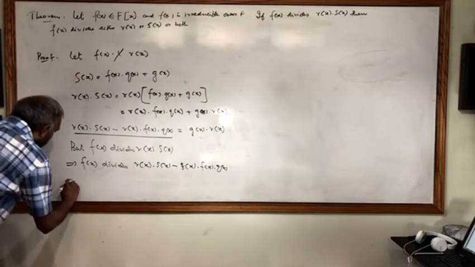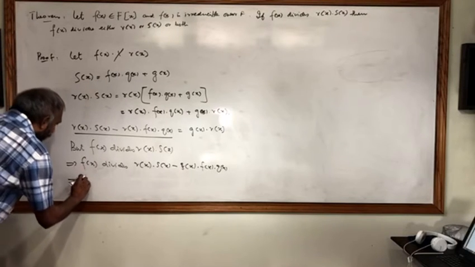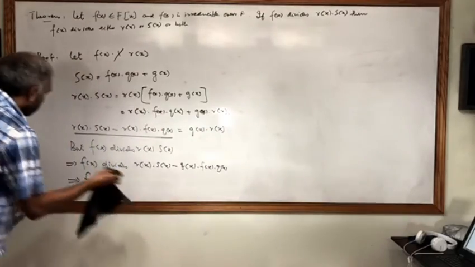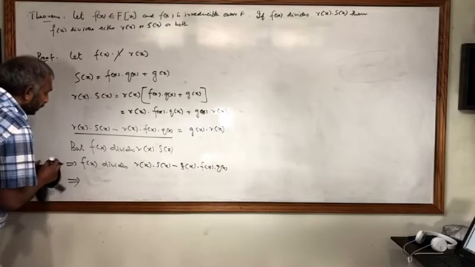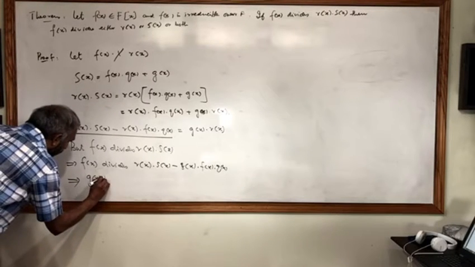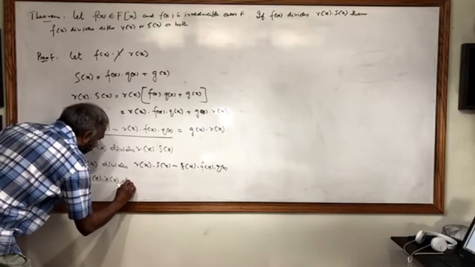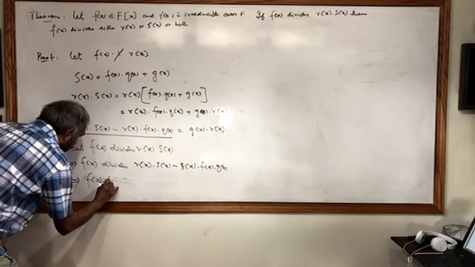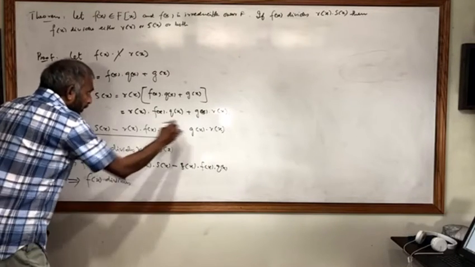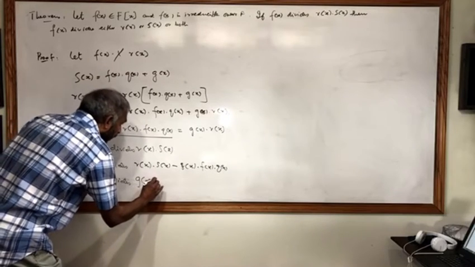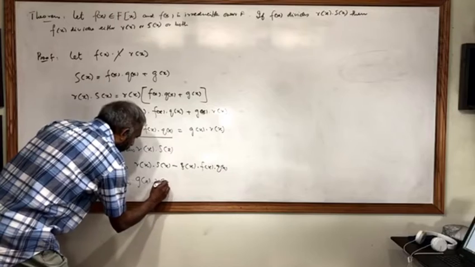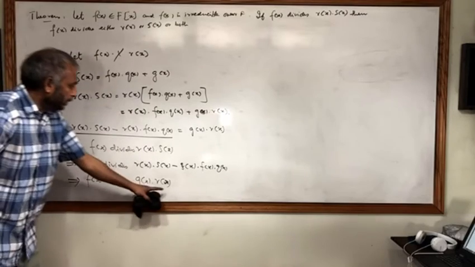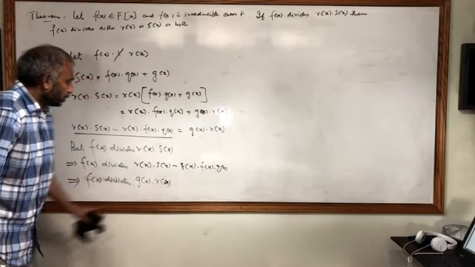And that implies f of x divides g of x times s of x. But we have already assumed that f of x does not divide this. So it has to divide.